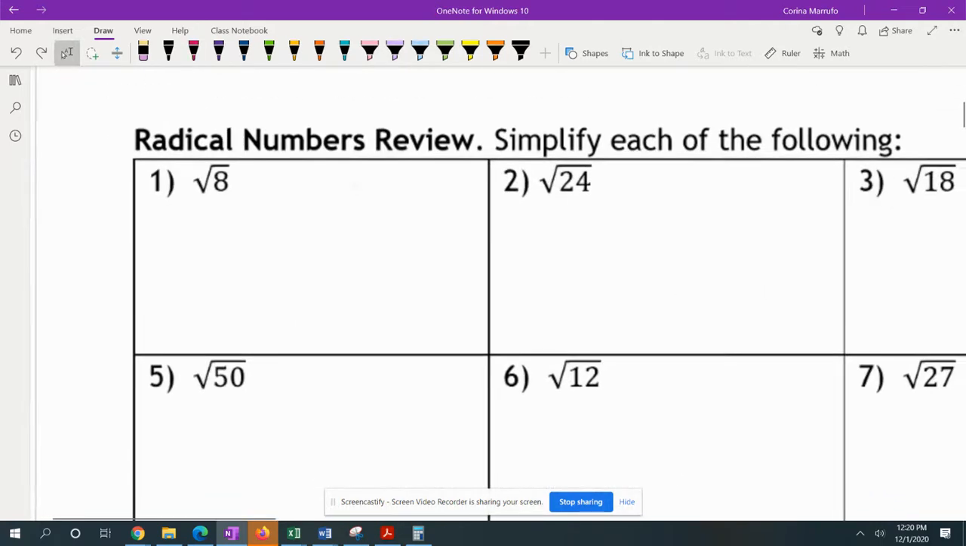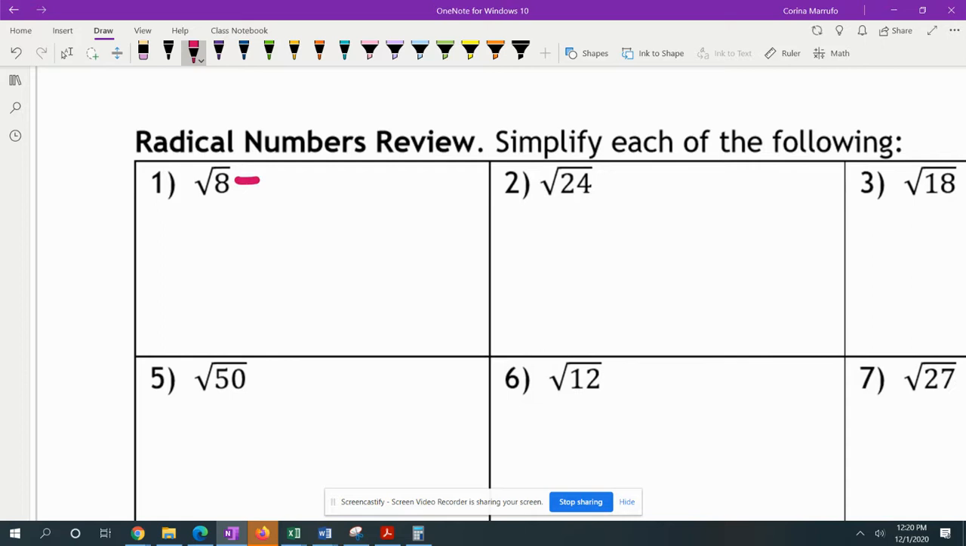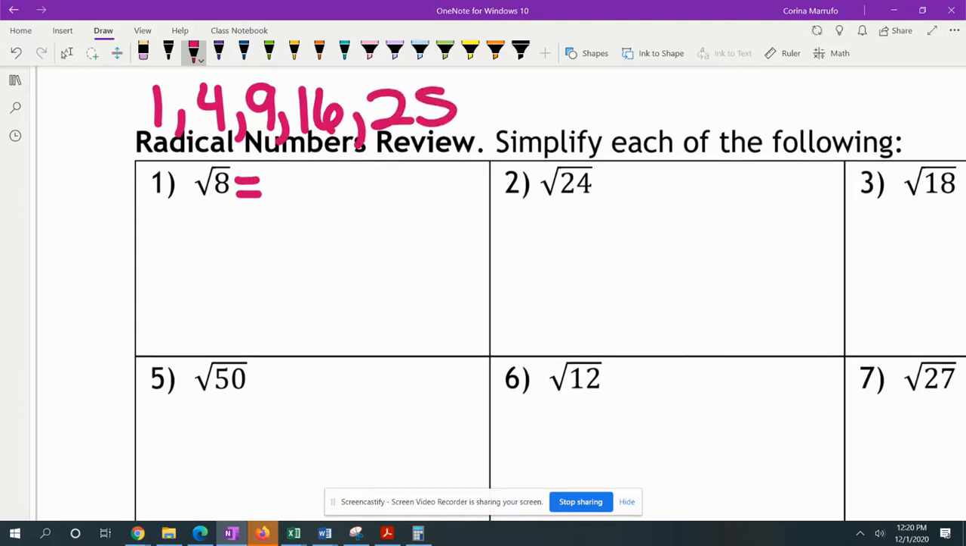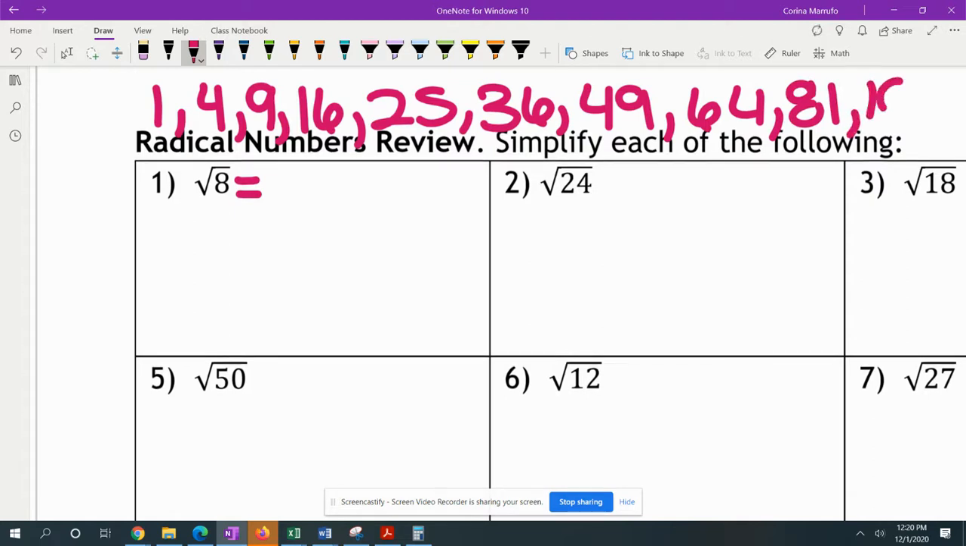Okay, so for example, the square root of 8, we're going to look for two numbers that multiply to give us 8. Now, one of these numbers needs to be a perfect square. So your perfect squares are 1, because 1 squared is 1. 2 squared is 4. 3 squared is 9. 4 squared is 16. 5 squared is 25. 6 squared is 36. 7 squared is 49. 8 squared is 64. That's where I'm going to stop. I don't think it goes, but we can keep going. Let's go to 100. 81 and 100.